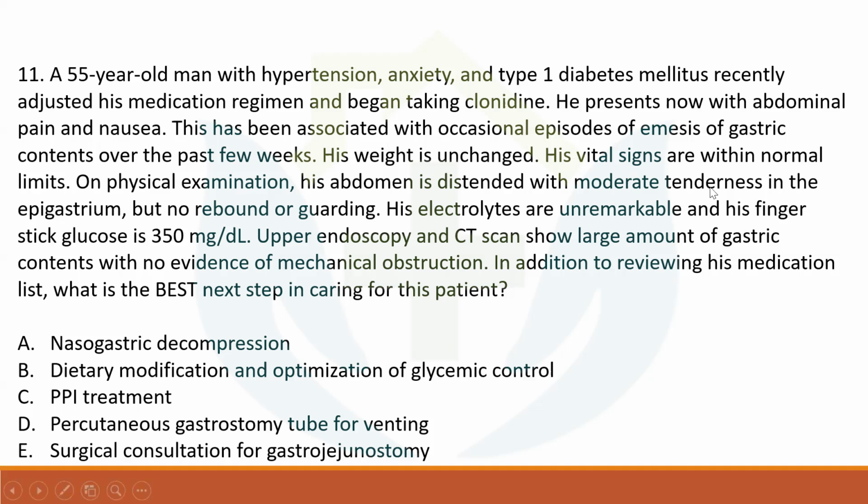So what is the answer for this? Always concentrate on the last line of the question. Best next step. I think A, B, B, A, B. Many answers are coming, but if you read this carefully, a few clues were given in the question. So B is the correct answer. B is dietary modification and optimization of glycemic control.